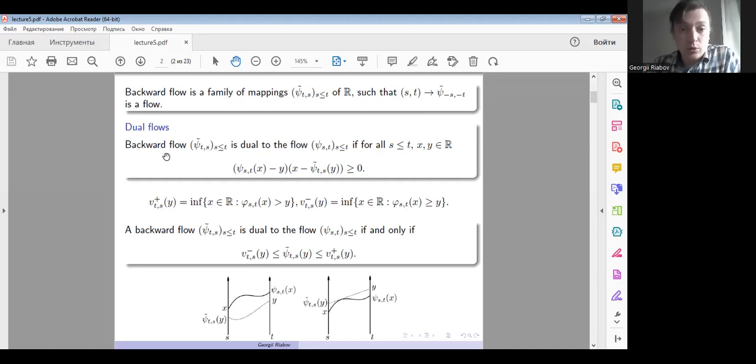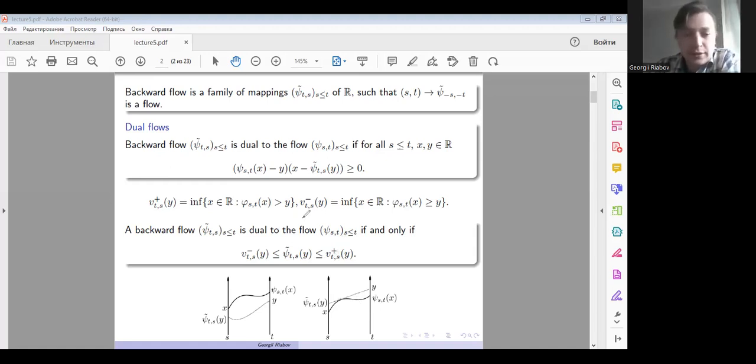A backward flow is called dual to the flow psi if the following inequality holds for all moments of time s, t and for all points x and y. This inequality means that trajectories of the flow psi and of its dual flow psi tilde do not intersect. They can touch each other, like in this picture, but the dual flow cannot, for example, start above x and be below psi of x at time t. This is prohibited by the definition of dual flow.